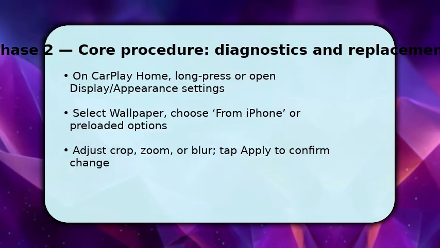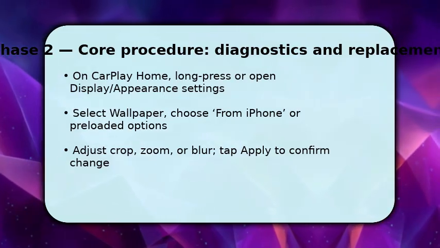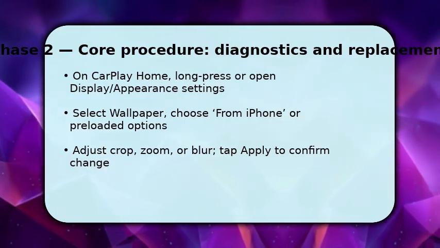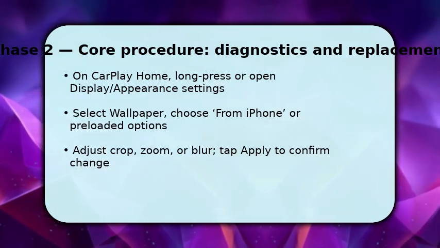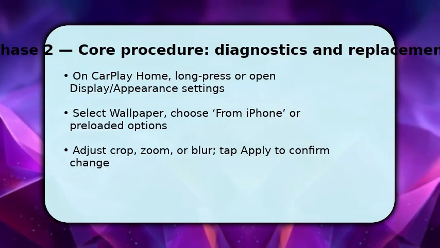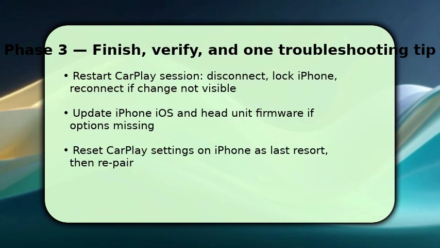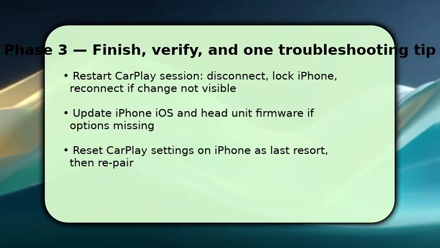Make sure to crop and set blur or color tint as available, because CarPlay applies overlays for readability. When you tap Apply, CarPlay saves the background for that vehicle profile, so future sessions recall it automatically. To finish, verify the new wallpaper appears across CarPlay views.